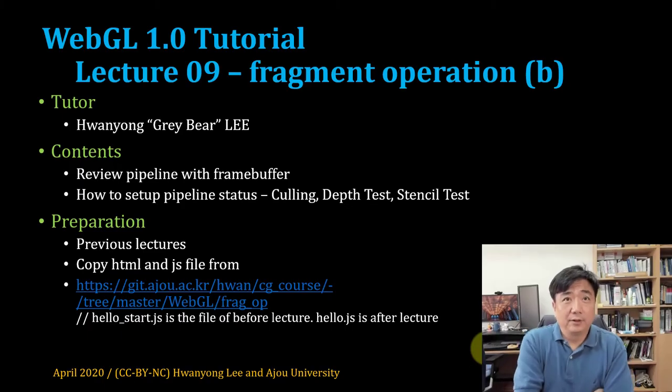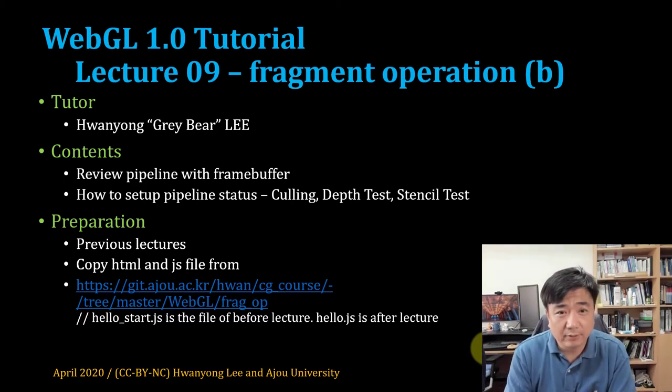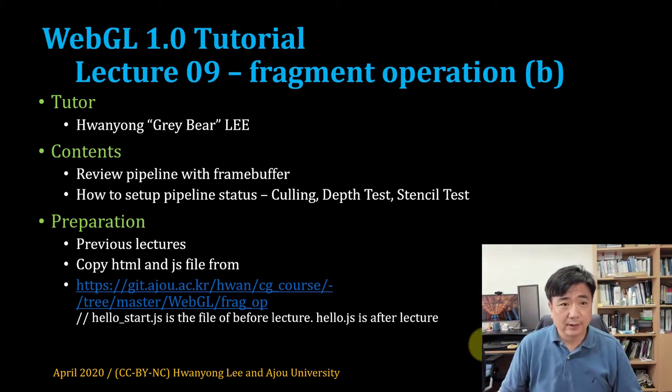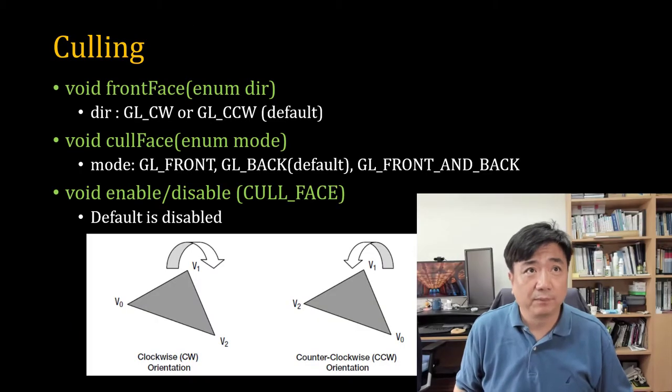Hi everyone, this is the second lecture of the second part of lecture 9, the fragment operation. In the last class we learned the scissoring and the purposes: the depth, stencil and color purposes. Next we will learn the next fragment operation, which is culling.